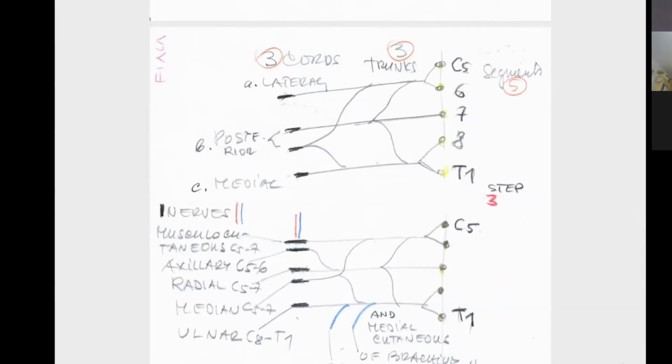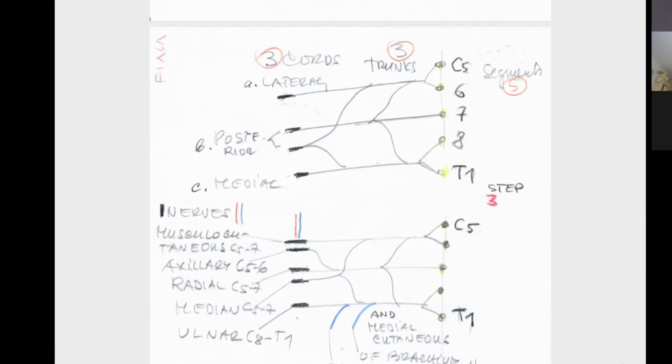And then we see these oblique lines, two and two, the first types of interconnections. These interconnections result in the formation of three cords. You see them on the left side of the diagram. A is the lateral, B is the posterior, consisting of two components, and C is the medial. So now we are approaching step 3.